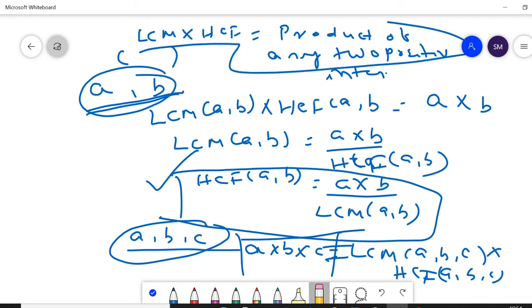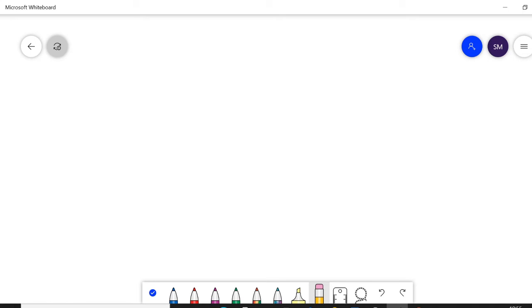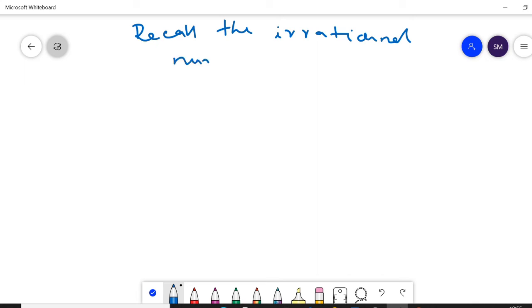Okay. Then just recall the irrational numbers which you have already read in class 9. Theorem 1: the fundamental theorem of arithmetic. What does the fundamental theorem of arithmetic say?